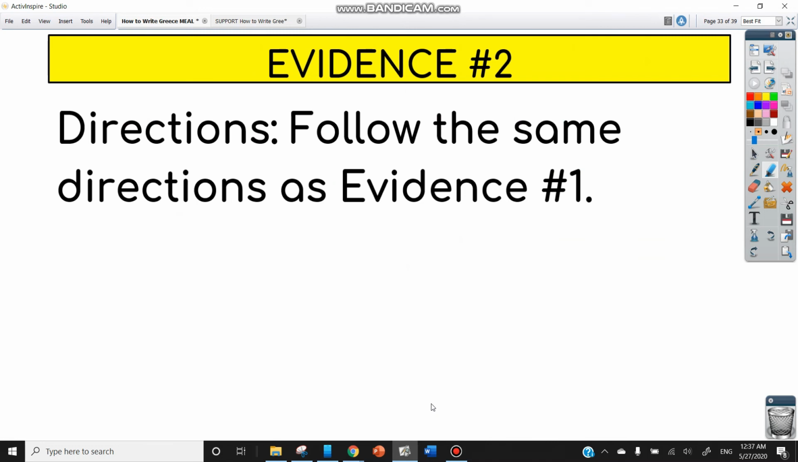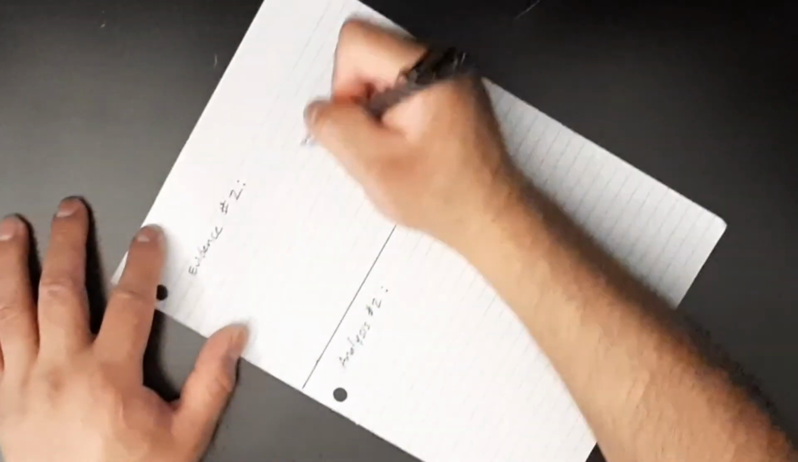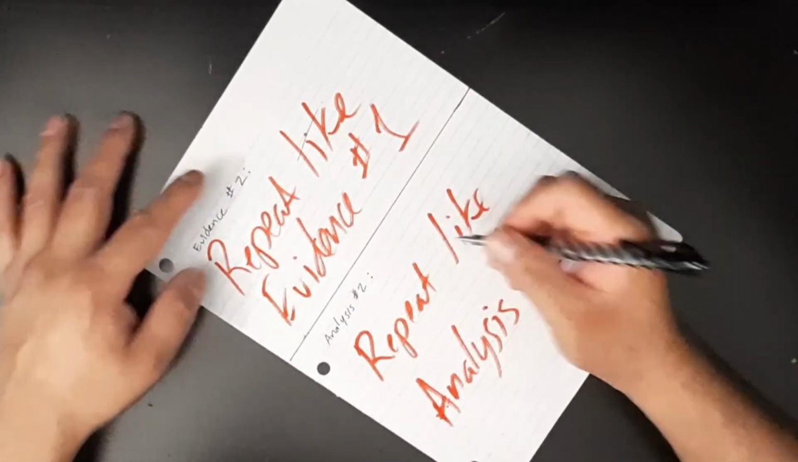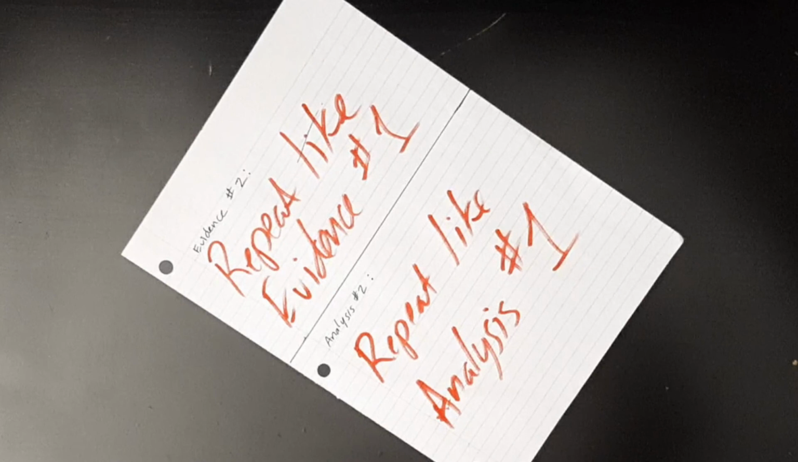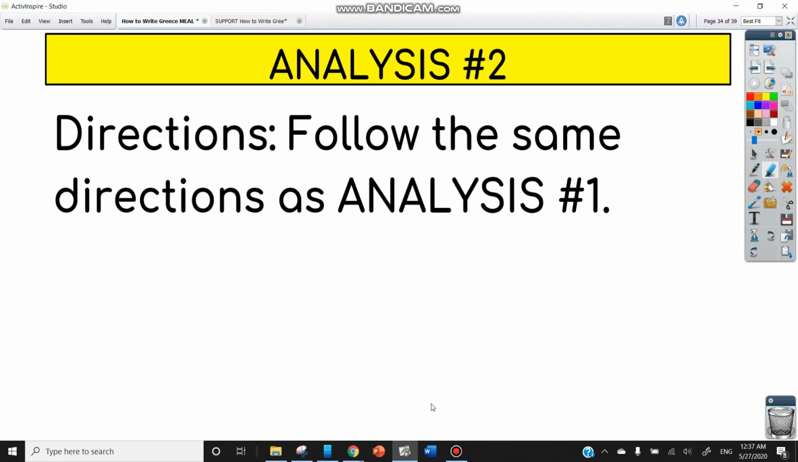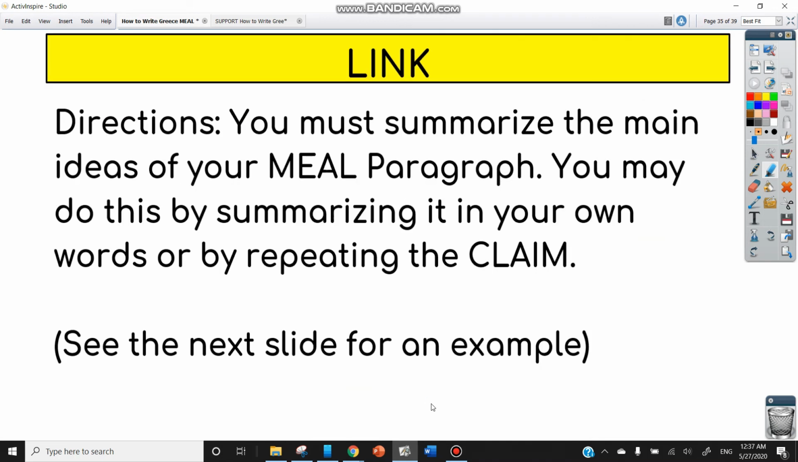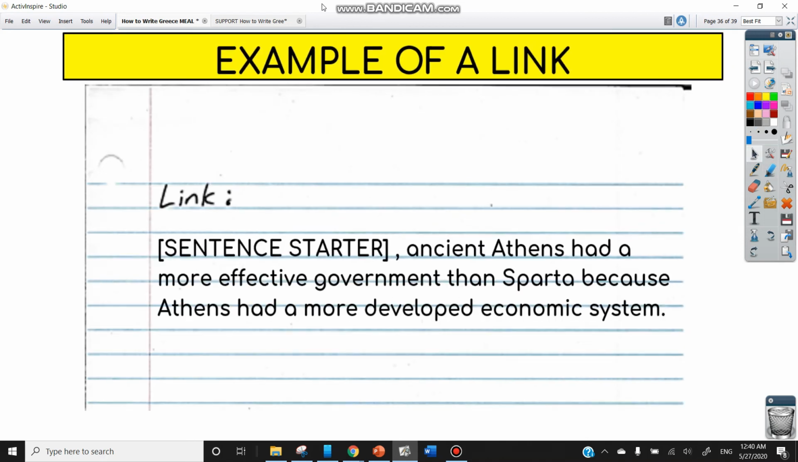Now, as we mentioned before, you need to include 2 pieces of evidence. So the process for that evidence is the same as we reviewed for evidence number 1. And of course, analysis number 2 would be the same as the process for analysis number 1. For the link, you must summarize the main ideas of your meal paragraph. So there's a couple of different ways you can do this. You can summarize it in your own words, or you can simply repeat the claim. It's really your choice. So right here, we give you an example of what a link would look like.